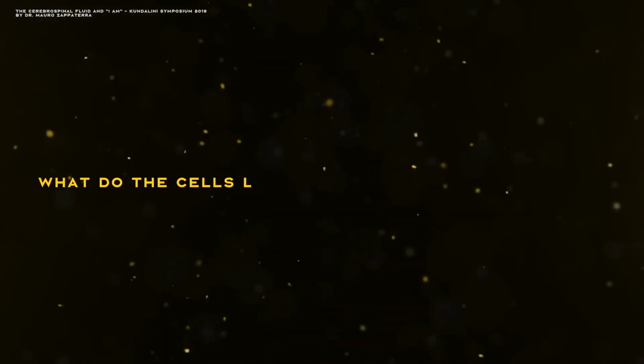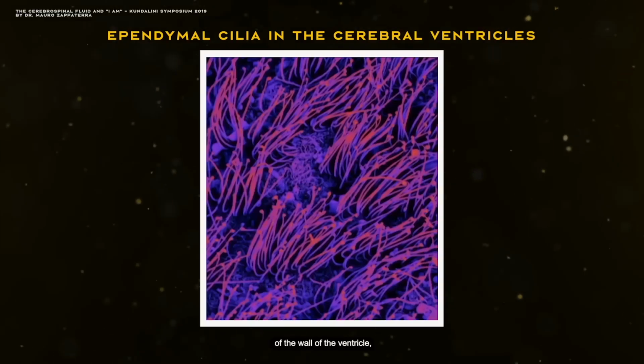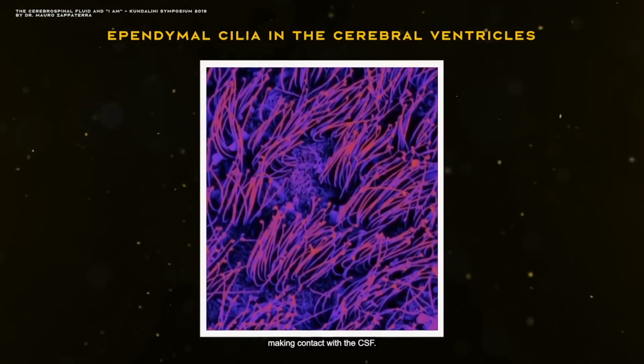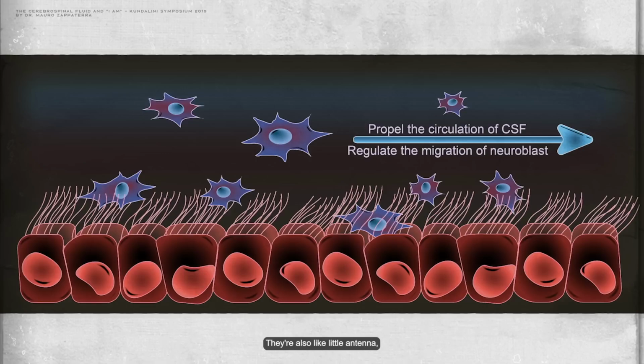So what do the cells look like that contact the CSF? Well, this is a scanning electron microscope image of the wall of the ventricle, the inside of the ventricle making contact with the CSF. What we see is that the walls of the ventricles that are contacting the CSF have these cilia, or slender hair-like structures. The cilia can beat to actually create fluid movements. They are also like little antennae monitoring the fluid, that have receptors on them to pick up information in the cerebrospinal fluid. So what receptors are found on these cells?